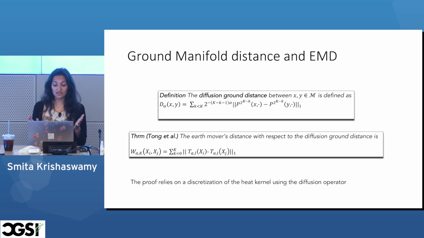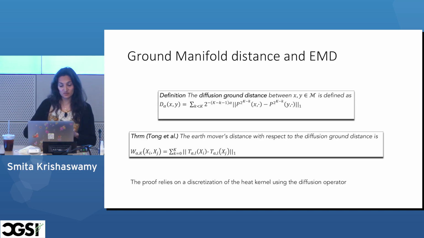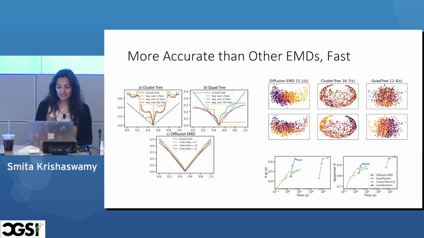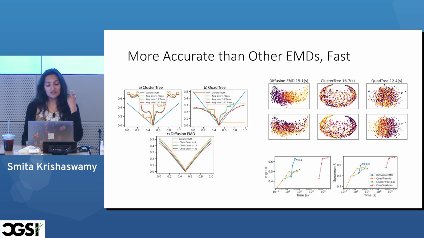The really interesting thing about it is that this Earth mover's distance uses a manifold or diffusion ground distance, which is pretty unusual. That means we're estimating the density and the optimal transport right on the manifold. What we were able to show is that it's really fast, but there are a couple of methods faster than it, like cluster tree and quad tree, that just embed the data into trees and take the difference of node populations, but it's much more accurate than those.